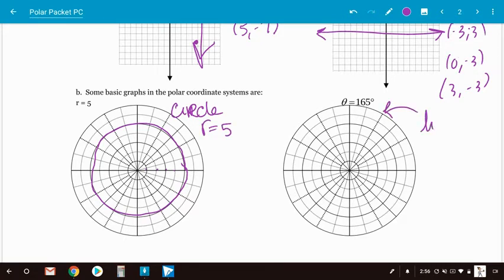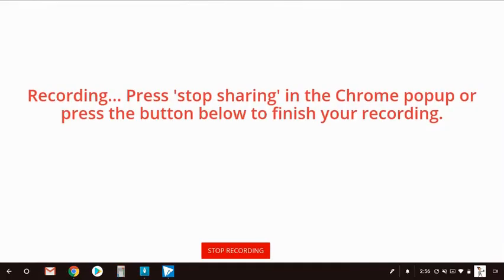Theta equals 165 is a line through 165 degrees. So it's 180, so 165 is this light shaded line, and you would just go straight line through.